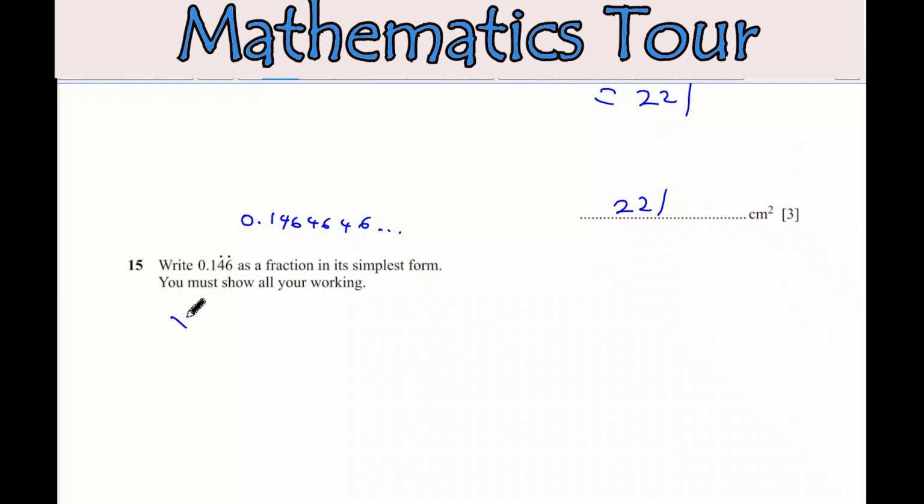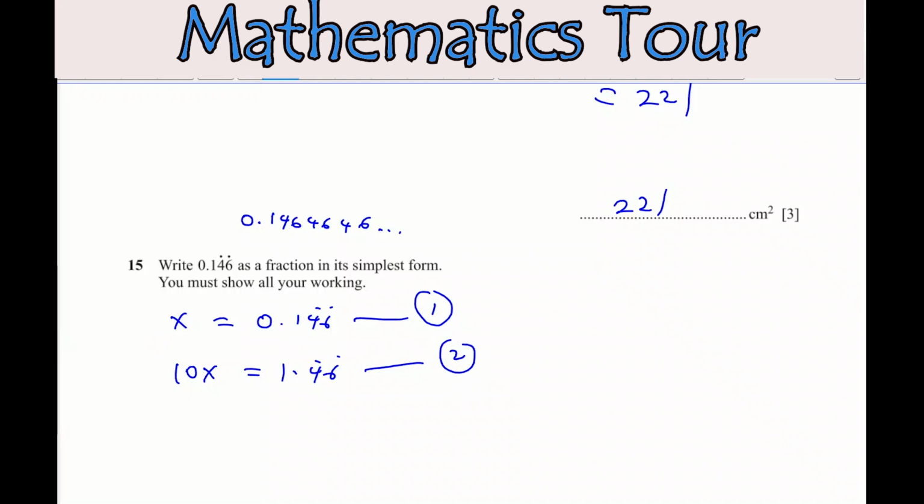So let x be equals to 0.146 recurring decimal. Call this equation 1. So I need the recurring digits to come immediately after the decimal point. So for that reason, I need to multiply equation 1 by 10 to shift the decimal point. So if I do that, equation 1 will become 10x equals to 1.46 recurring decimal. So I can call this equation 2.